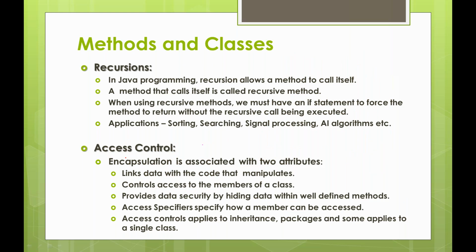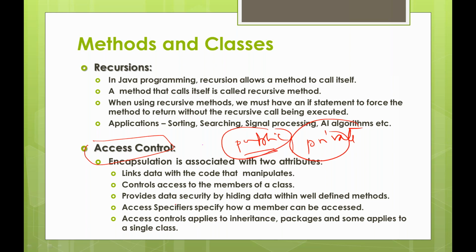For these access controls, we use access specifiers. Till now we have seen many places where we have used either public or private, right? These two are access specifiers. So what do we use? We use access specifiers to specify and control the access to a particular member.